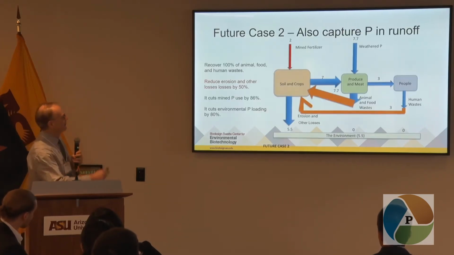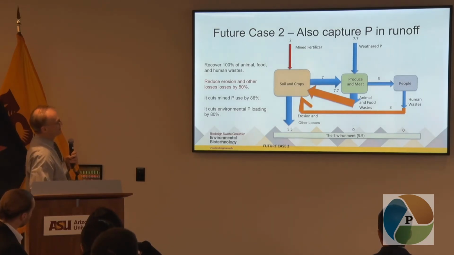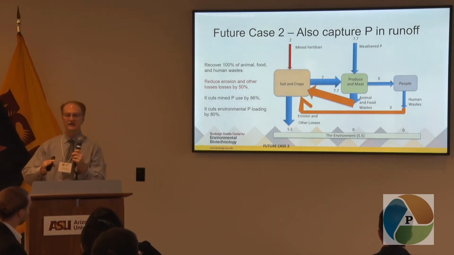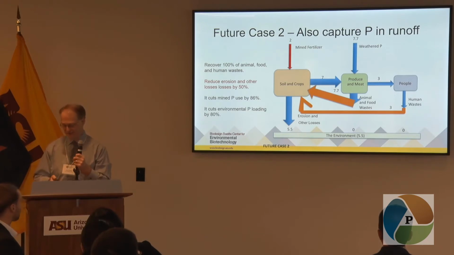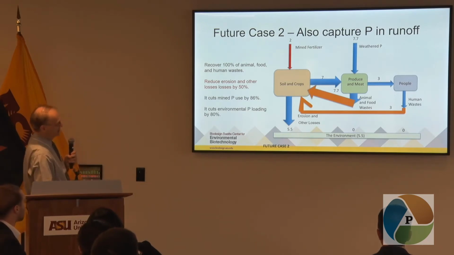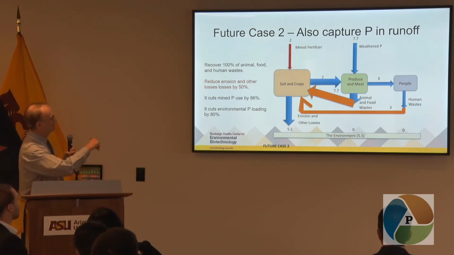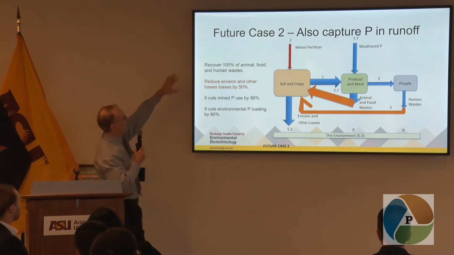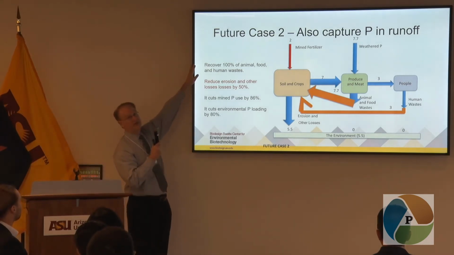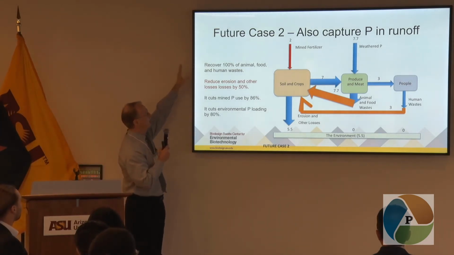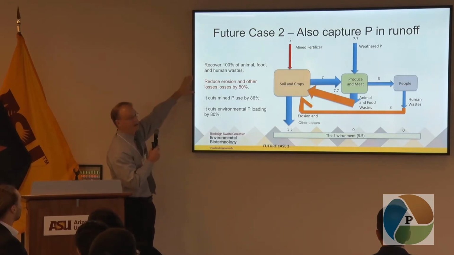So here's our diagram again, and Jim and I said, well, let's say we can make some real progress on this. And so in this one here, here's a new diagram, same format. Now we're going to assume, again, we're recovering all the phosphorus out of the animal and other organic waste. And now we're going to reduce the erosion and other losses to the aquatic environment off the fields by 50%.